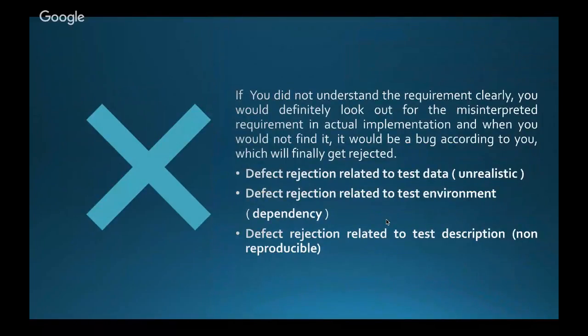Now, if you don't understand the requirement clearly, you definitely look for the misinterpreted requirement in the actual implementation, and when you don't find it, you will call it a bug, which will definitely get rejected, right? So unless you have a proper requirement, that is a very important point. You have to get the requirement frozen with the proper DOD and acceptance criteria, or at least you should have a confirmation from the different stakeholders.